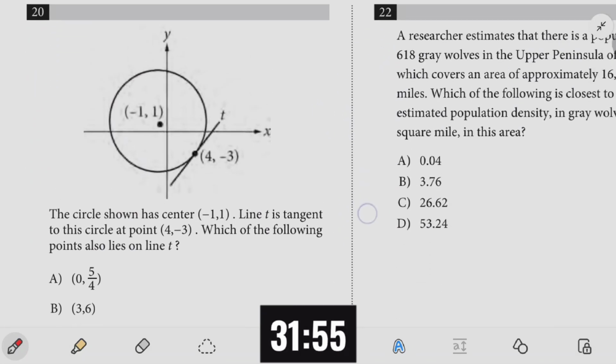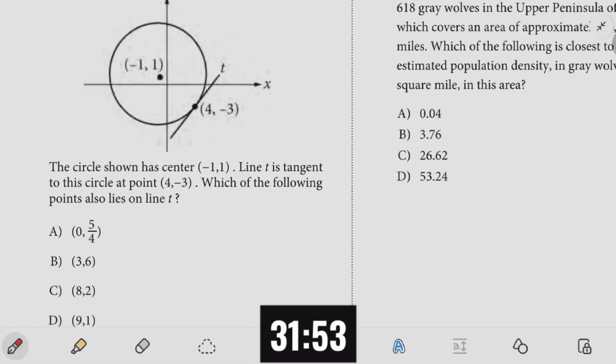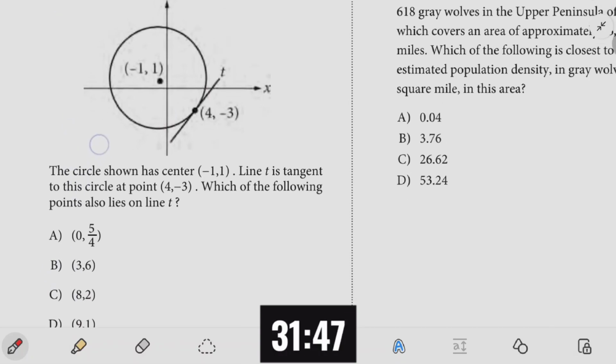Line T's tangent. Okay, what question are we on? We might be running short on time. Circle shown has center negative 1, 1. Line T is tangent to a circle at point 4, negative 3, which of the following points also lies on the line T?